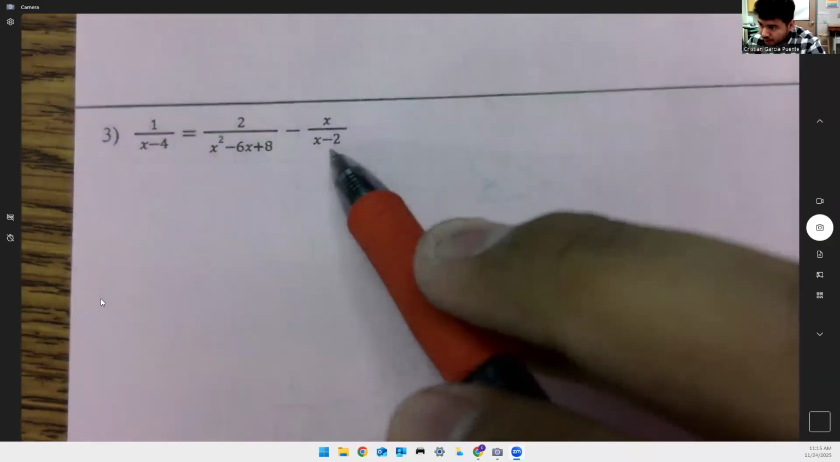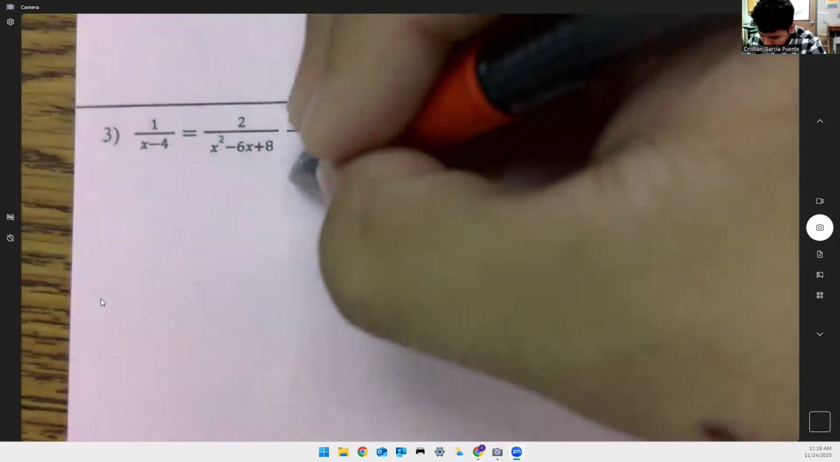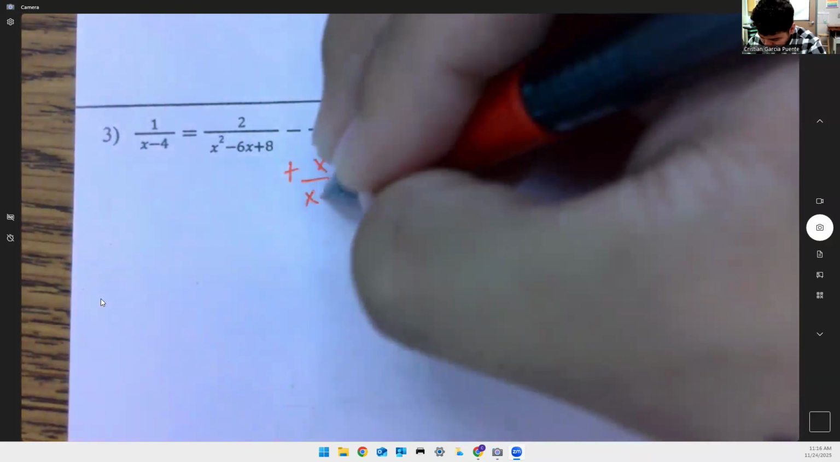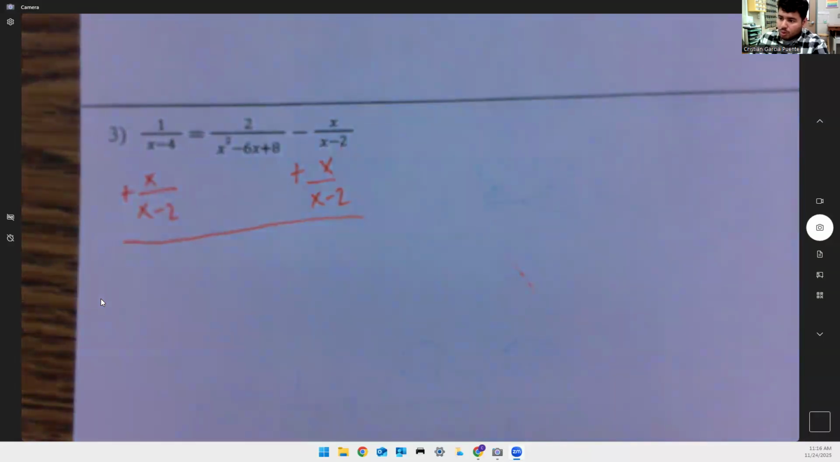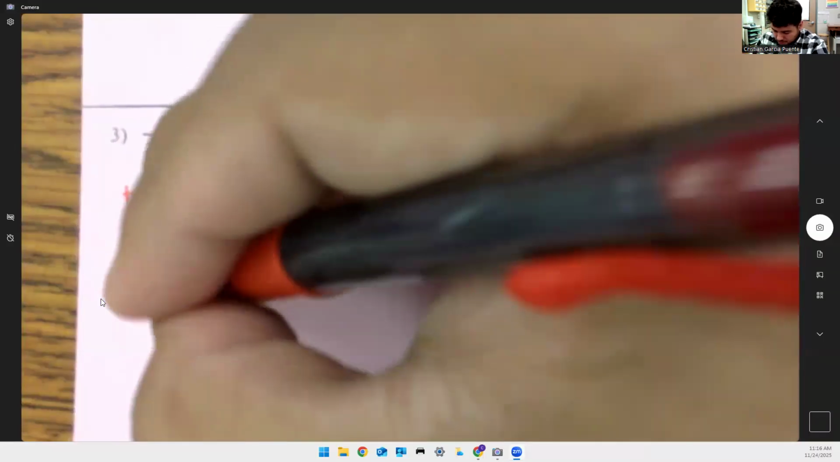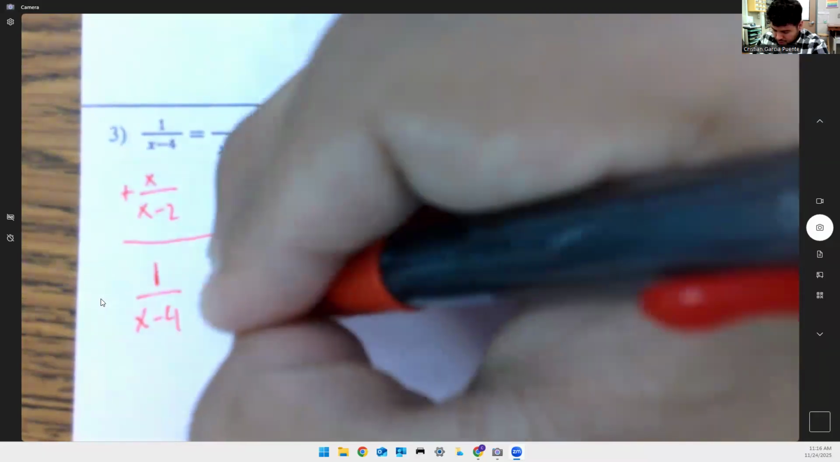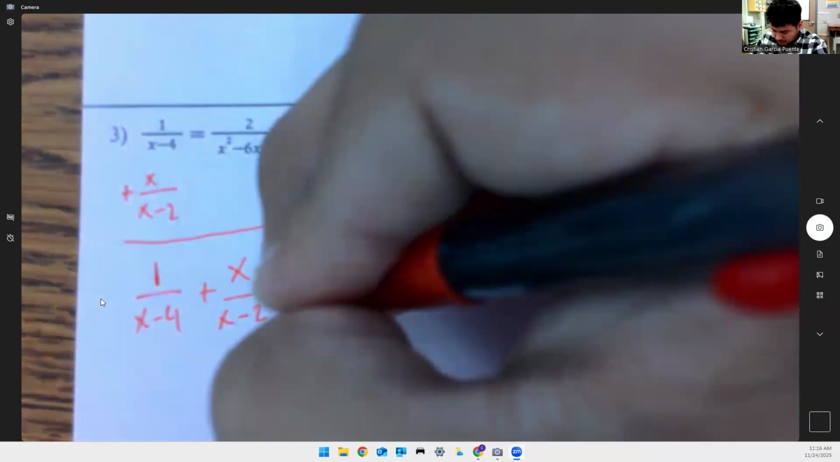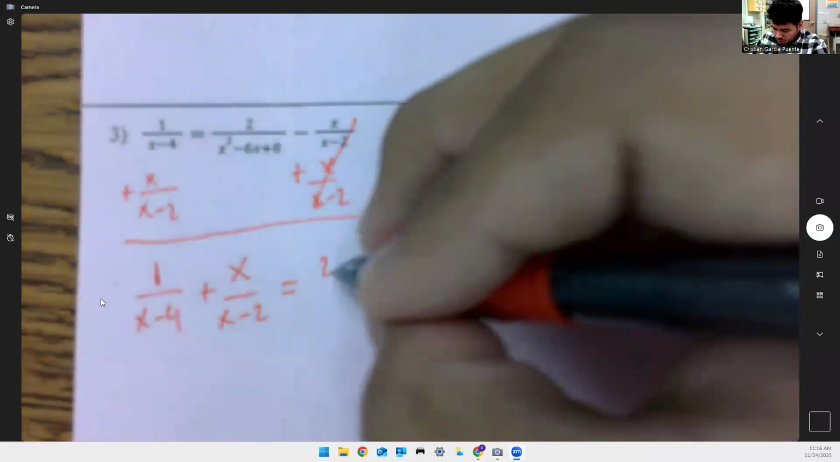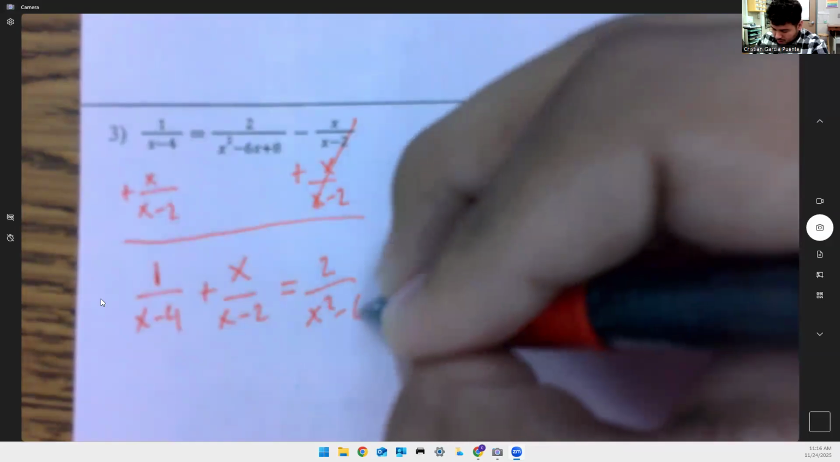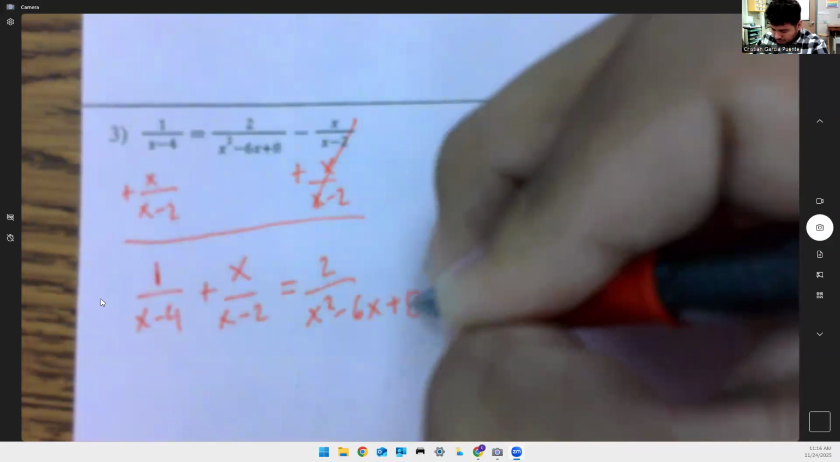So how do I get rid of negative x over x minus 2? You add it. So add x over x minus 2 to the other side. So you'll have what you had on top, which was 1 over x minus 4 plus x over x minus 2. And that's going to be equal to 2 over x squared minus 6x plus 8.